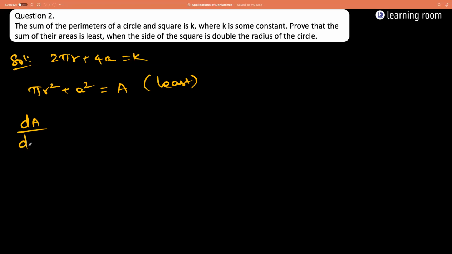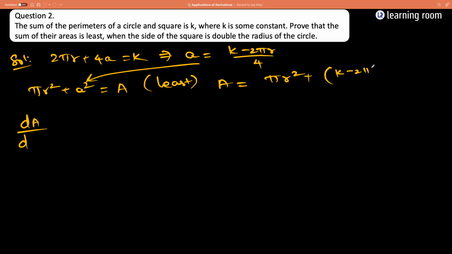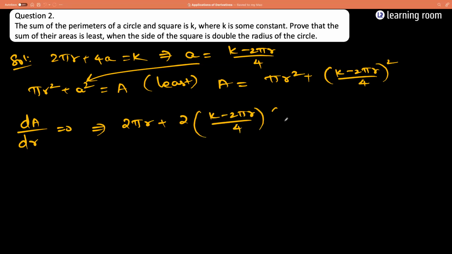So dA divided by, what should I write? dr or dA? I'll not be able to write anything. So what do I need to do? From this, I can write A will be equal to k minus 2 pi r divided by 4. Can I? So I'll take this and substitute it here. Then A will be equal to pi r square plus k minus 2 pi r by 4 the whole square. So dA divided by dr should be equal to 0, which implies 2 pi r plus 2 into k minus 2 pi r by 4 multiplied with minus 2 pi should be equal to 0.